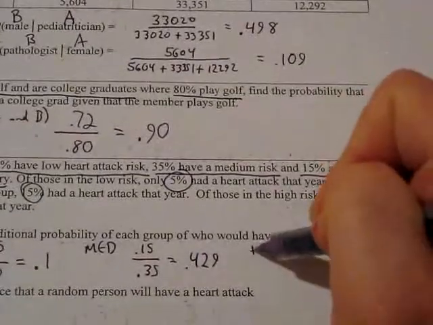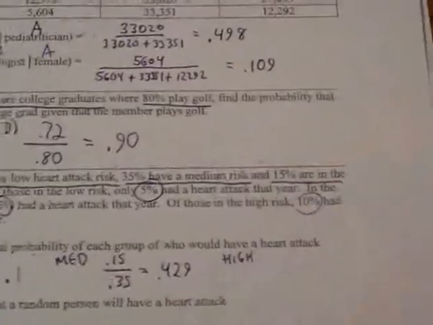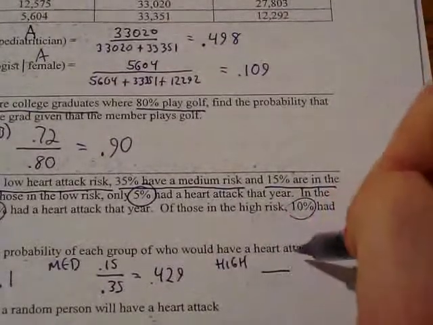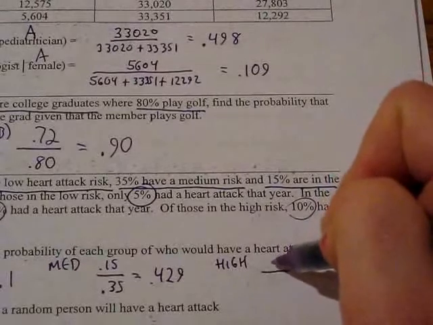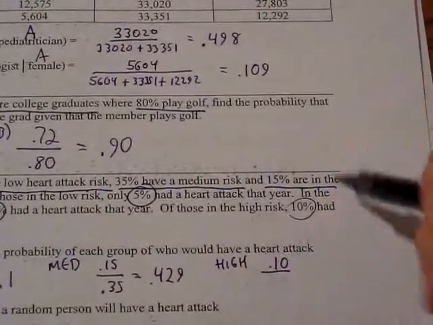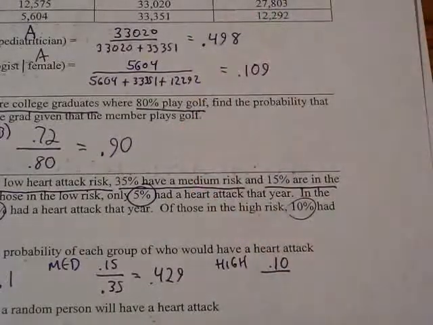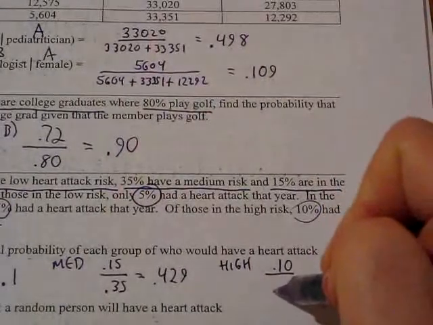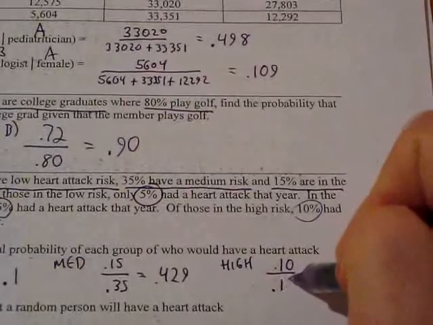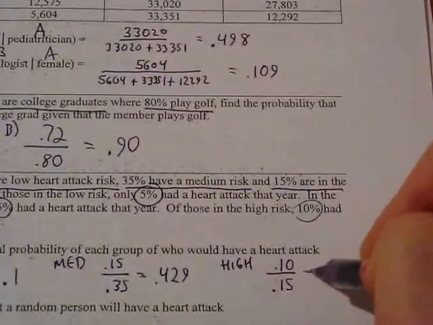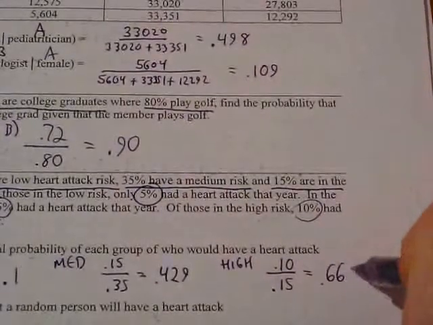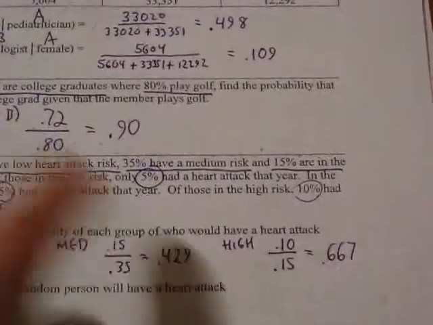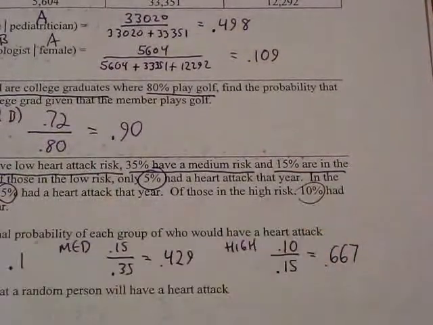And then the high risk group. In that group, 10% had a heart attack that year, so there's our A and B. And then our A was the 15% of the population who are in the high risk category. You'll see that this is a much higher number because the field is so much smaller. It's 67% basically, or 66.7% exactly.